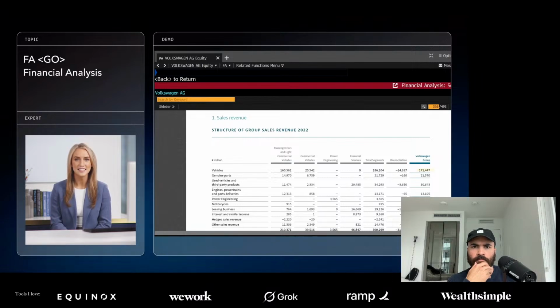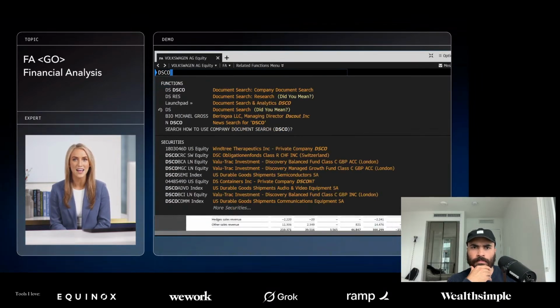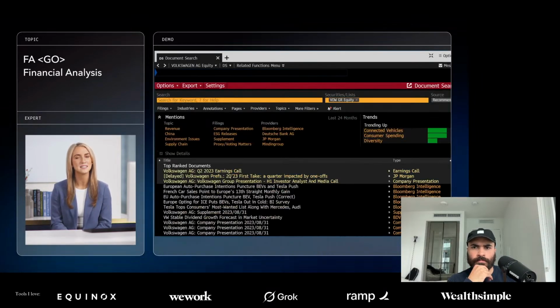To access other filings like this and sort through 200 million company documents with the power of AI, explore DSCO Go, or Company Document Search.